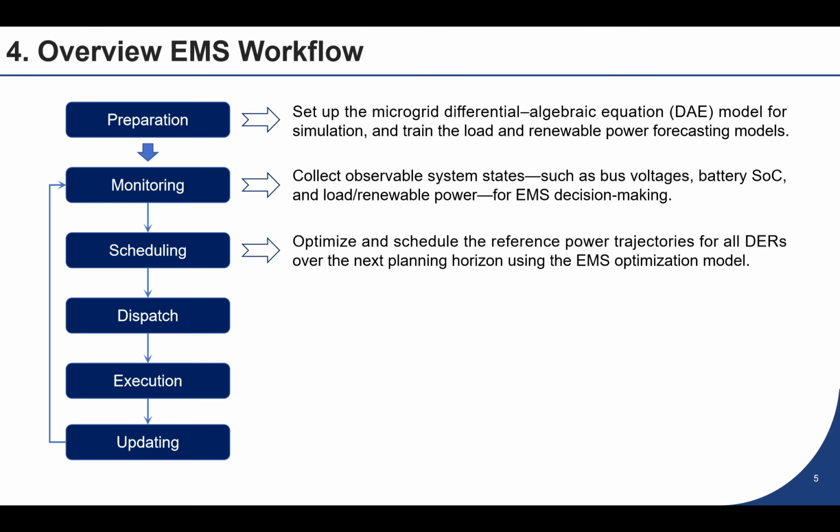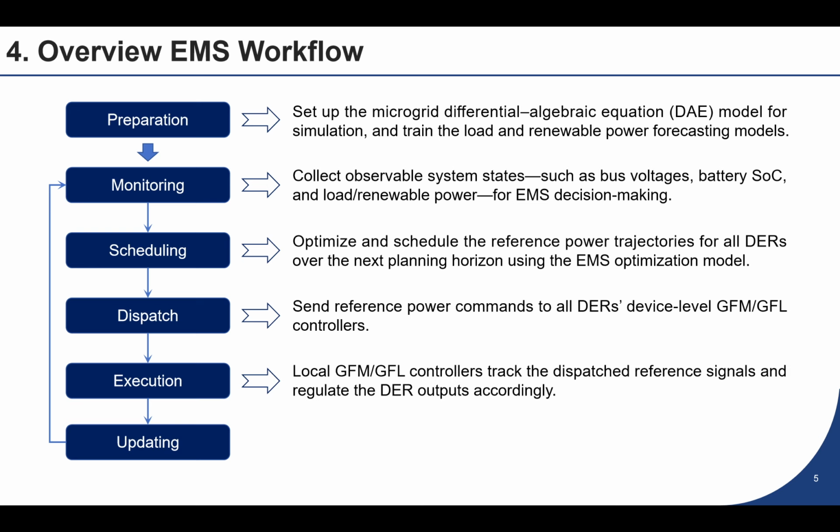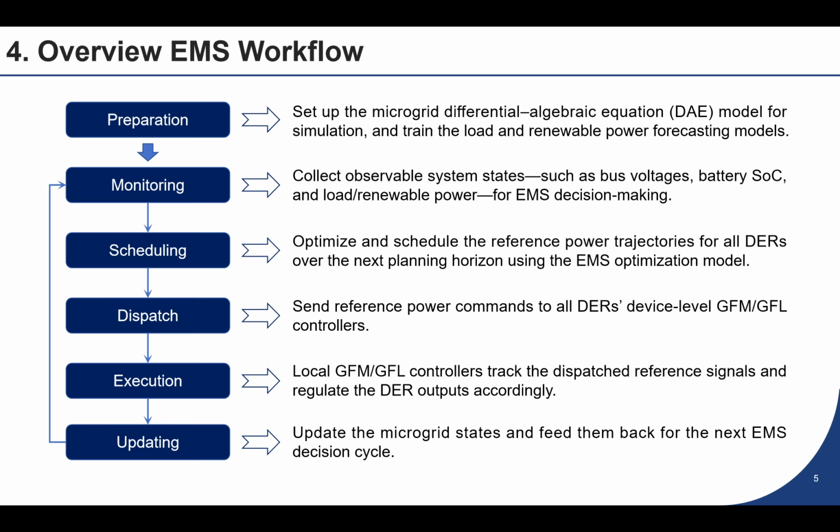Based on the monitored data, the EMS schedules the optimal reference power trajectories for all dispatchable energy resources. Then, the scheduled reference powers are dispatched to all device-level controllers. Local grid-forming or grid-following controllers execute these commands by regulating dispatchable energy resources' outputs. And finally, the system states are updated and fed back for the next EMS decision cycle.